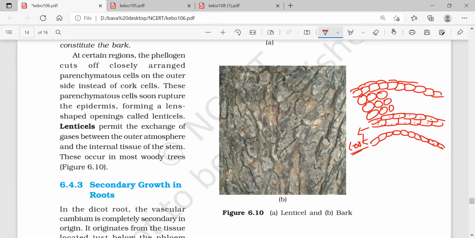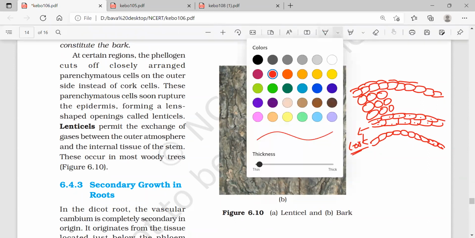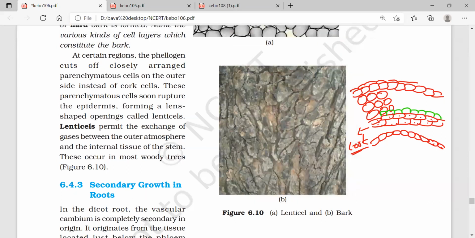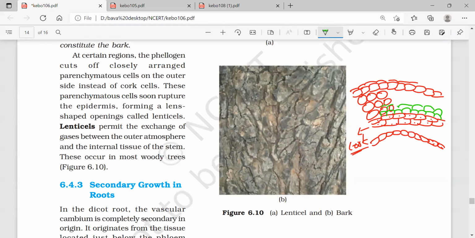It will produce new cells, right? So try to understand, the new cells are formed here. Okay, and new cells are formed on the outside of this.